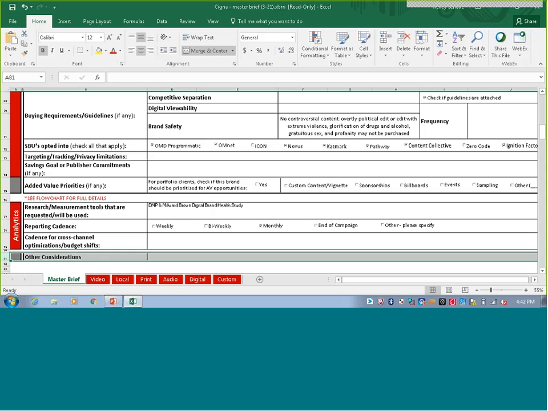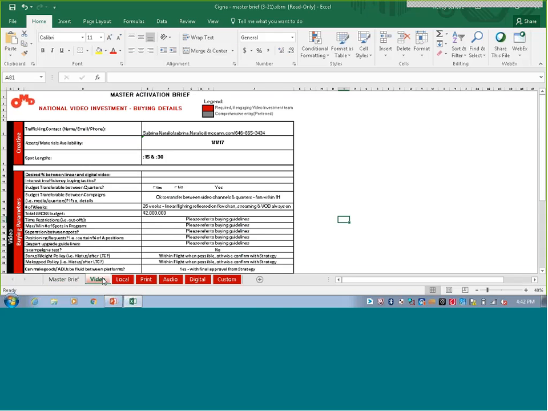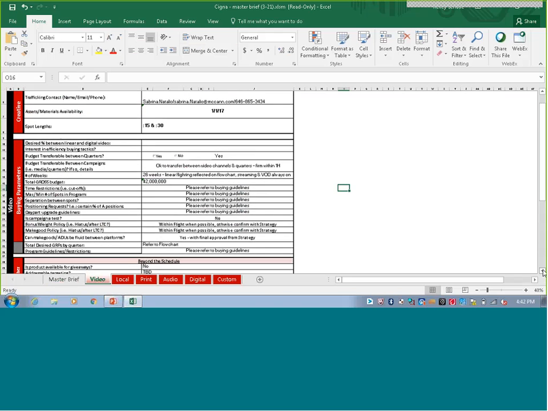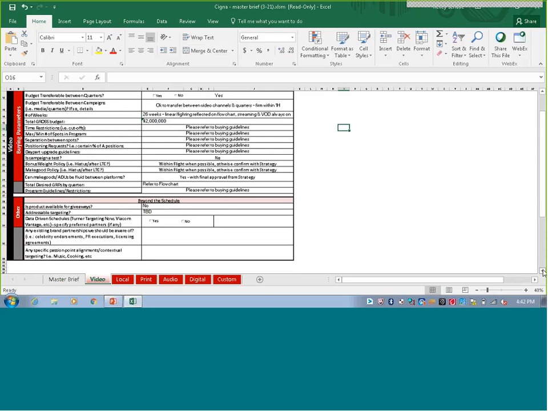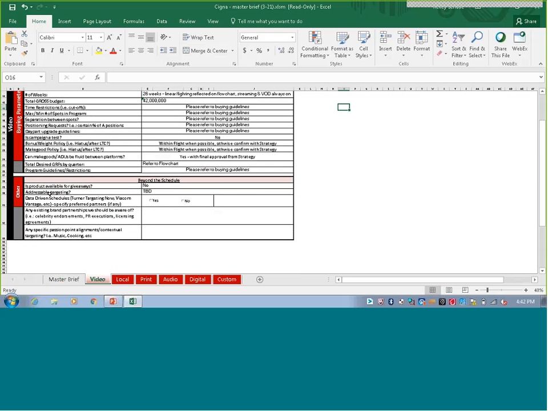What I'm going to do very, very quickly is just click through the other tabs so you can get some visibility into them. Again, they are very straightforward, and we can just take a peek at it as we go through it. This is for video. We have sections here about creative, basic buying parameters, and then just general other questions about, again, addressable targeting or data-driven schedules, product available for giveaways, things of that nature. So this is for video.